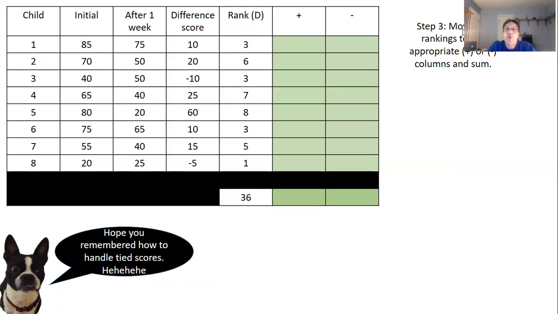Okay, now we go ahead and take our rank scores and put them into the categories of plus and minus, and then sum those two columns. So of course, that's the next place where mistakes were made or are commonly made. So go ahead and shoot those scores over into their appropriate columns, and then sum those columns up and come back and check to see how you did.